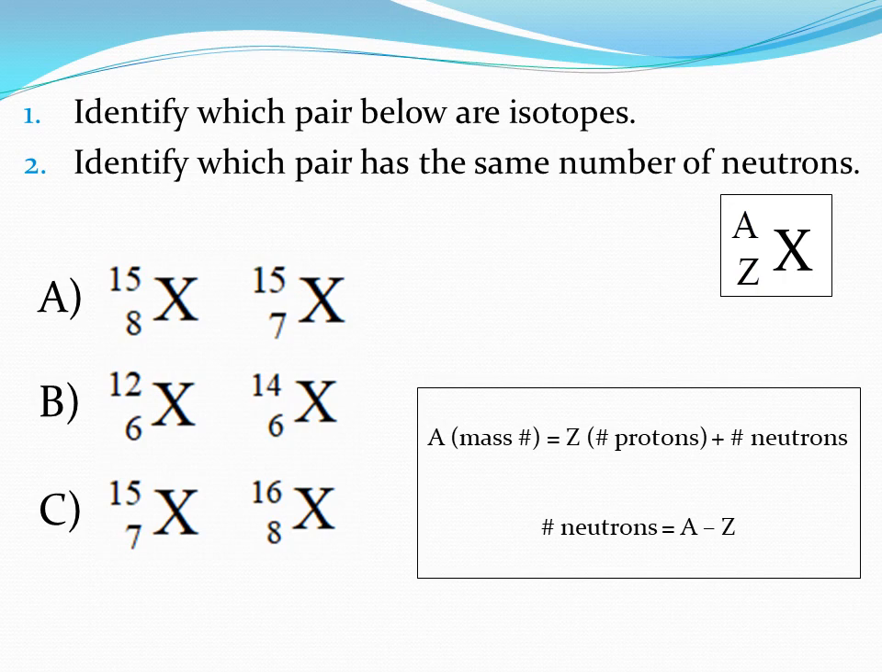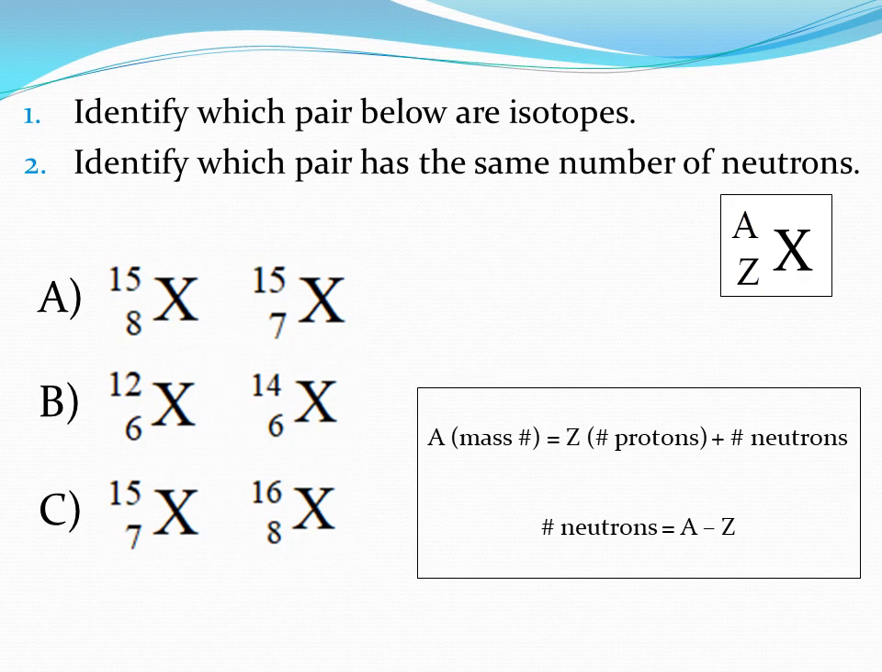So the next exercise is to determine which of the pairs has the same number of neutrons. Off to the bottom right-hand corner, I've given you a quick algebraic expression. The mass number A is equal to the number of protons plus the number of neutrons. So we can solve for the number of neutrons. The number of neutrons is equal to the mass number minus the atomic number. So if we take A minus Z for pair A, we get 15 minus 8, which is 7, and 15 minus 7, which is 8. So those are two different numbers, and therefore they are not the same number of neutrons.